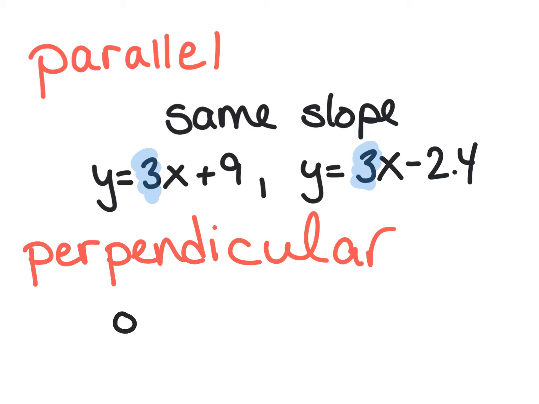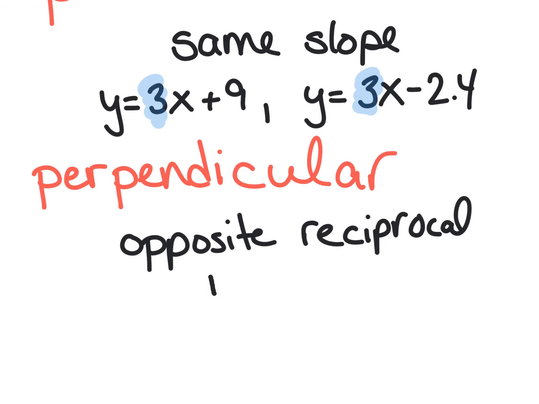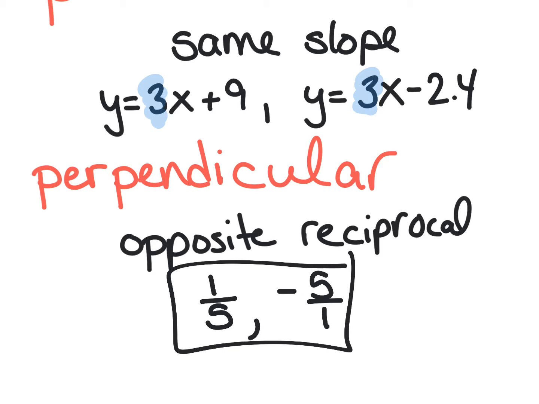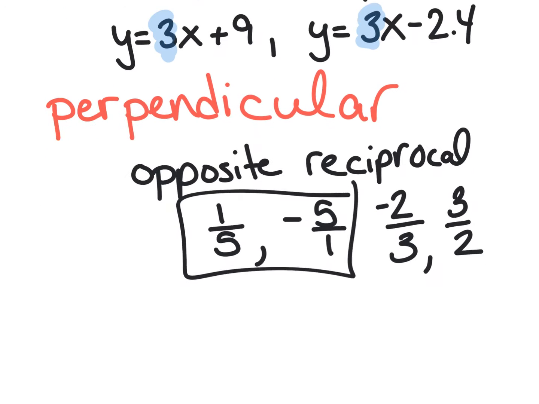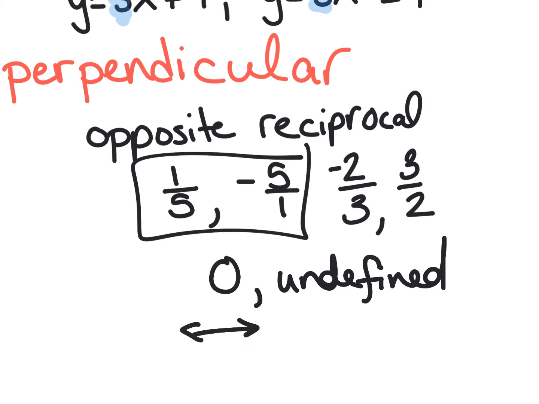Whereas perpendicular lines are two parts: opposite and then reciprocal. Opposite means one's positive, the other is negative, right? So if I had 1/5, the reciprocal of that would be -5/1. Or if I have -2/3, the reciprocal of that is +3/2. So the sign changes. If one is 0, the one perpendicular to that is undefined. This would mean one's horizontal and the other is vertical.